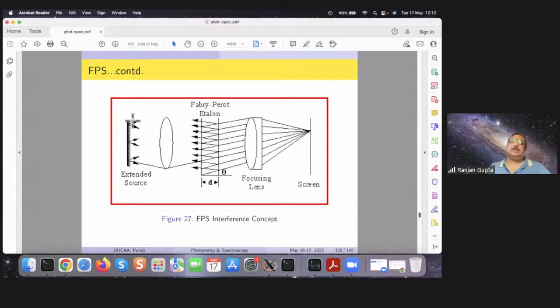You have an extended source like a galaxy or a nebula like Orion. You focus it, put it in the parallel section, so make it parallel, and this is the focusing lens. These are the two plates shown as two lines like this. They are highly polished and mirrored. So the light keeps on doing this multiple reflection, and the net effect is a set of rings on this plate.